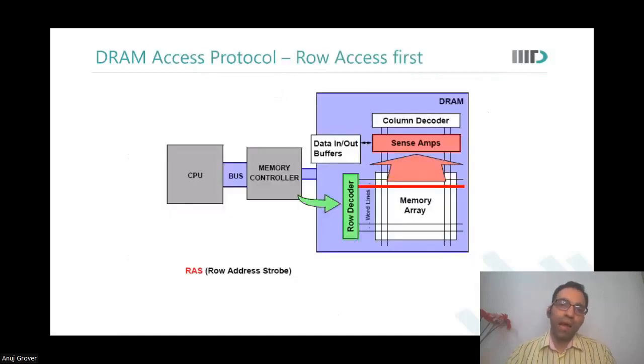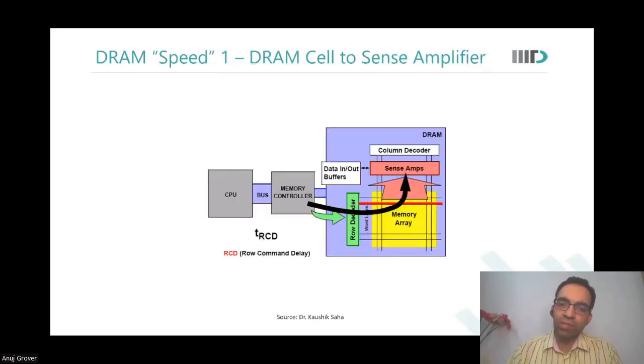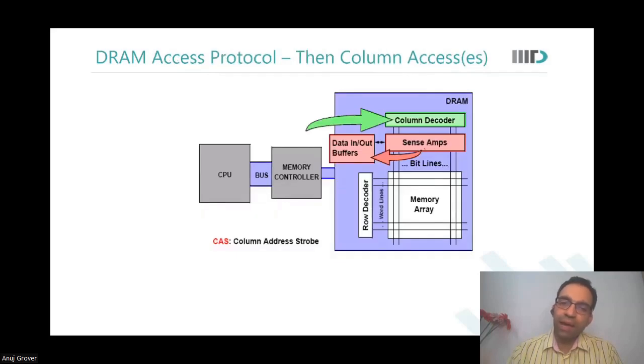So now how do we access the DRAM? There is a CPU. It sends information to the memory controller. Memory controller then sends information to the DRAM. How does it do that? It first sends the address and the row address strobe. Then it sends the address and the column address strobe. When it sends the column address strobe and the address, the information from the sense amplifiers comes to the data in-out buffers. This is then sent back to the memory controller, and then that is sent back to the CPU.